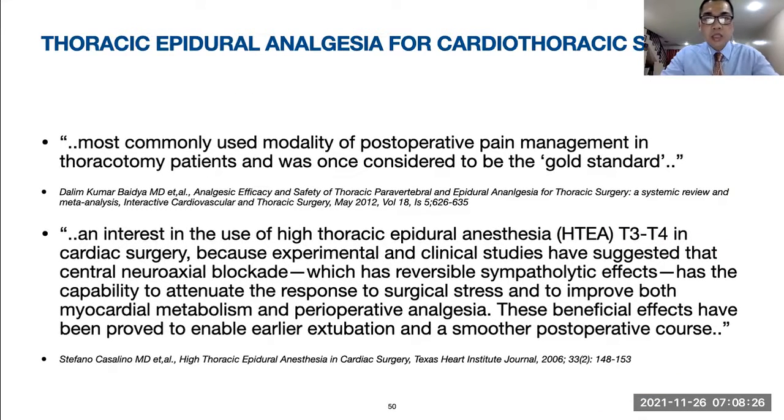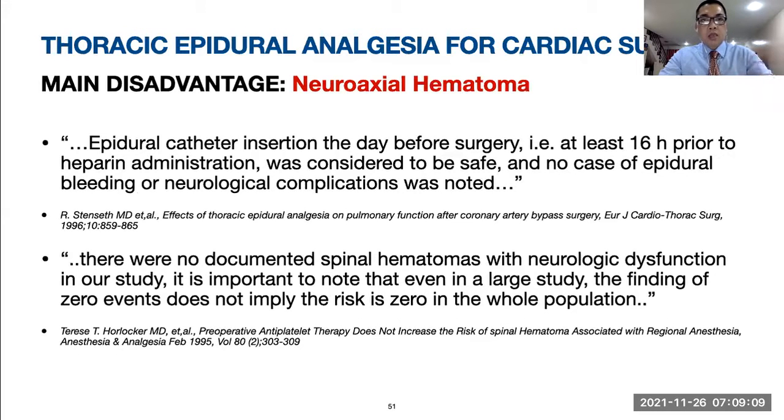For thoracic epidural analgesia for cardiothoracic surgery, according to Dr. Vaidya, it is the most commonly used modality for postoperative pain management in thoracotomy patients and was considered to be the gold standard. And according to Dr. Gasalino, high thoracic epidural anesthesia, T3 to T4, in cardiac surgery has a reversible sympatholytic effect and has the capability to attenuate the response to surgical stress and to improve both myocardial metabolism and perioperative analgesia. These beneficial effects have been proved to enable earlier extubation and a smoother postoperative course. But the main disadvantage is the neuraxial hematoma.